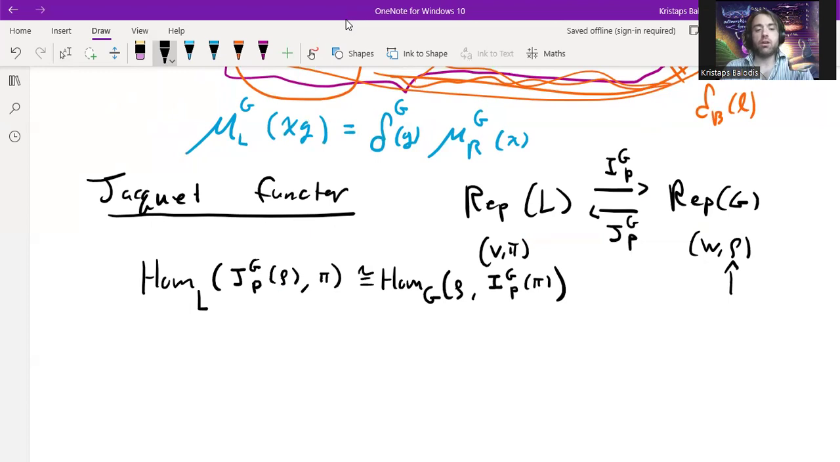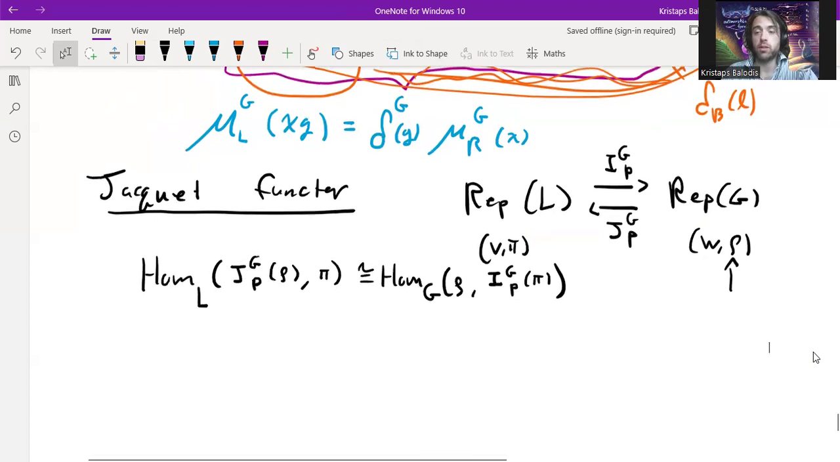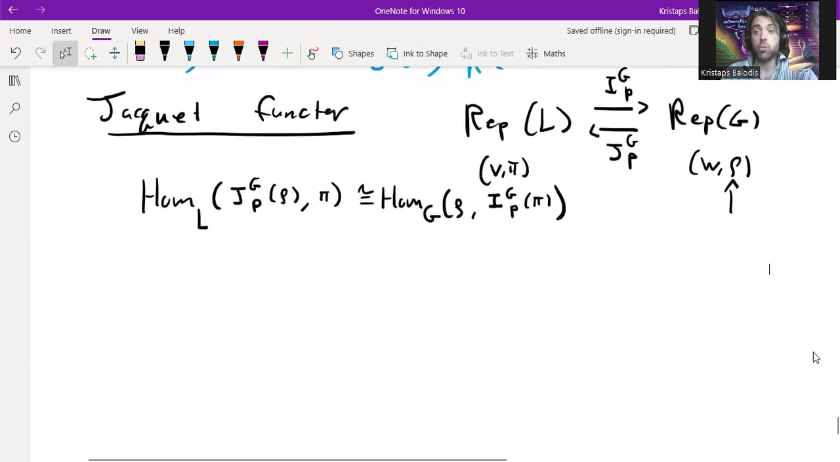And moreover, these are somehow compatible. It's a natural equivalence. So again, this is really a statement about an isomorphism of functors. So that's what I mean by naturality. There's some compatibility of maps here, if you happen to know what that means.